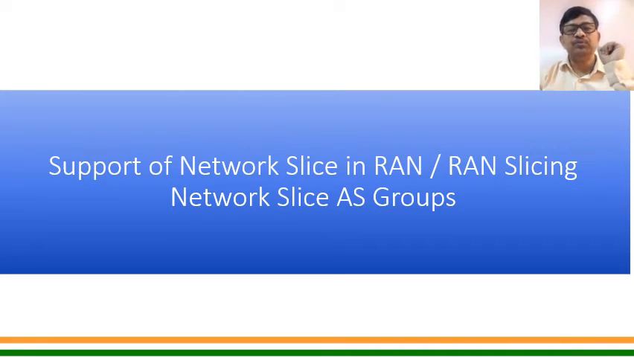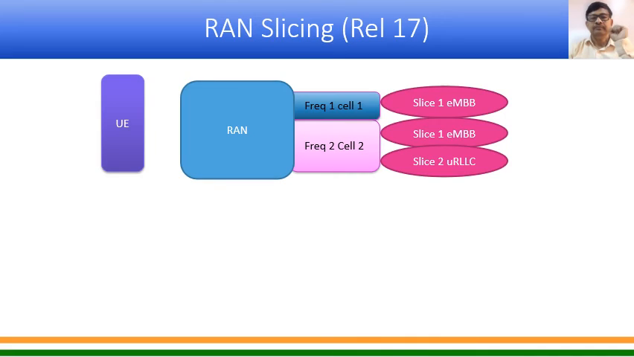Now let us go through support of network slice in RAN, or in other terminology we also call it RAN slicing. So how resources are allocated within the radio access network to make slices work. Basically the concept is that you have user equipment, you have a radio access network. That radio access network, or for that matter a particular cell, may have multiple cells. So maybe frequency 1 is there in cell 1, frequency 2 is in cell 2.